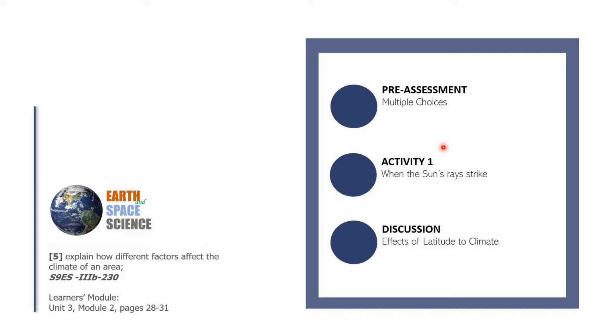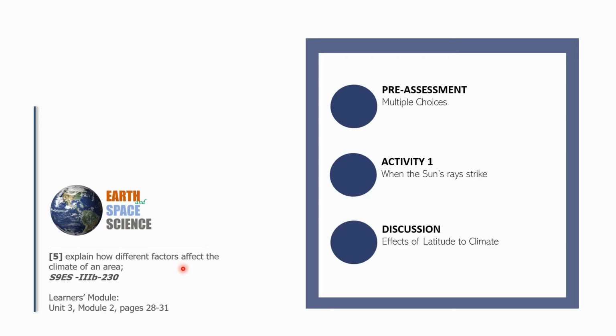The second part is activity number 1, when the sun's rays strike. This activity is about how latitude affects climate. And after that, we'll be having a discussion on the effects of latitude to climate. Realize that this is part of a series. That means if there is something you don't get here, you have to look back again at the previous videos.